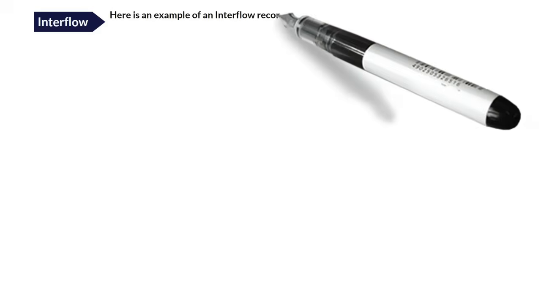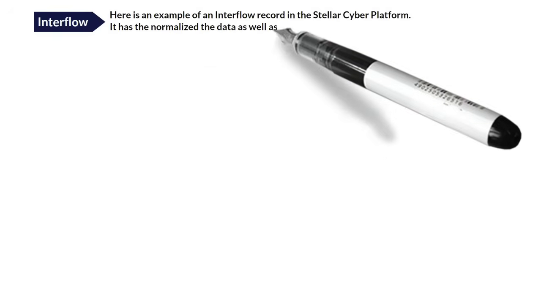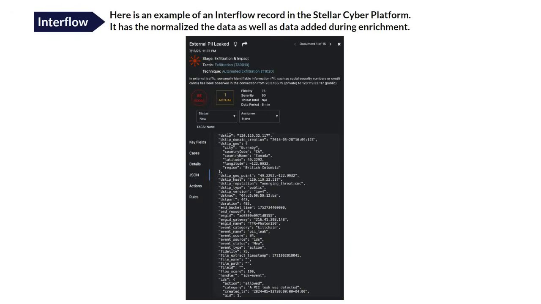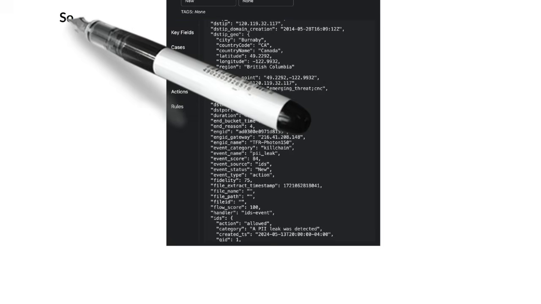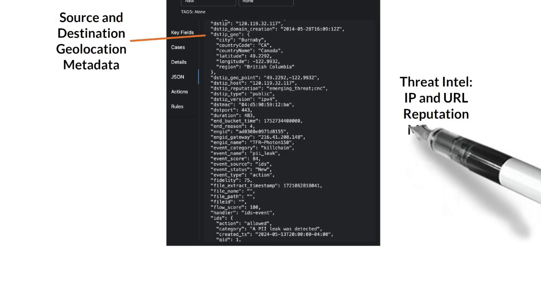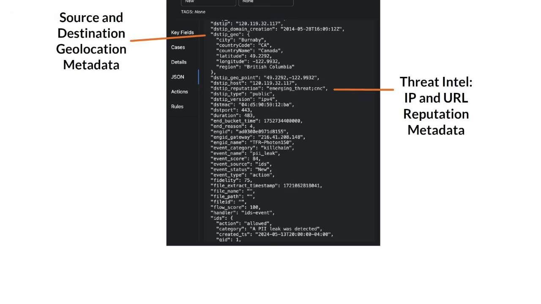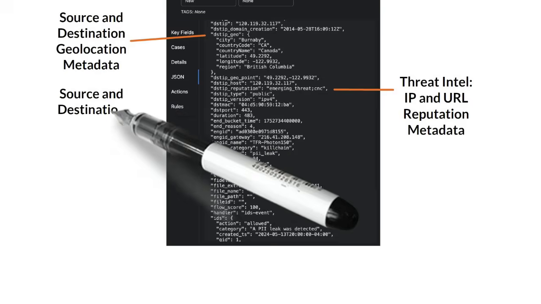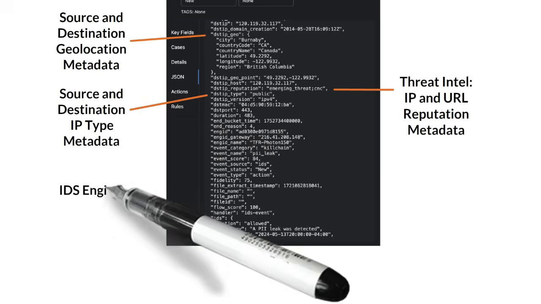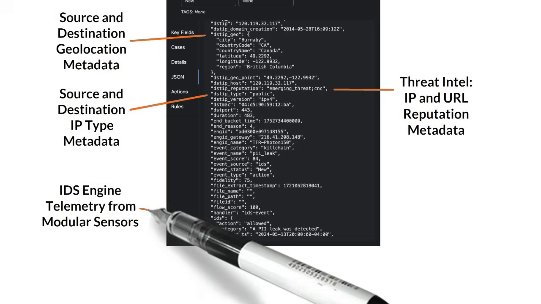Here's an example of an interflow record in the Stellar Cyber platform. It has the normalized data as well as the data added during enrichment. Here you can see the interflow record for this alert has been enriched with source and destination geolocation metadata, threat intel, IP and URL reputation metadata, source and destination IP type metadata, and IDS engine telemetry from modular sensors.